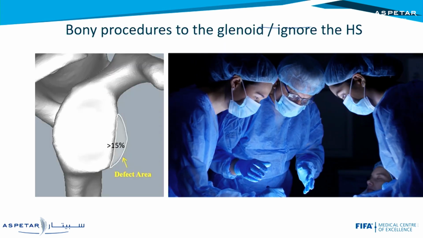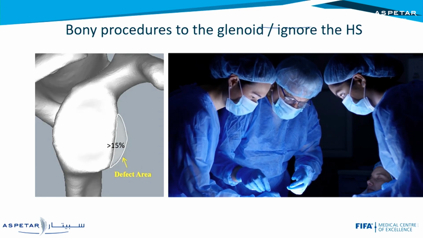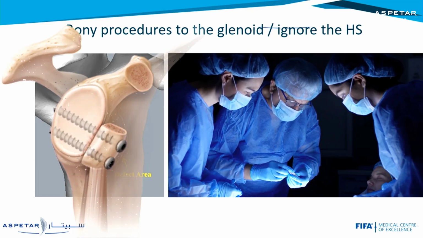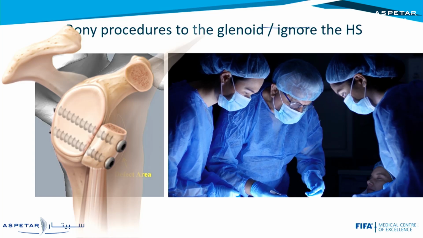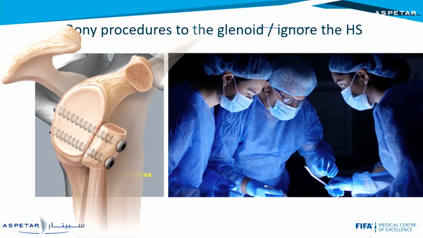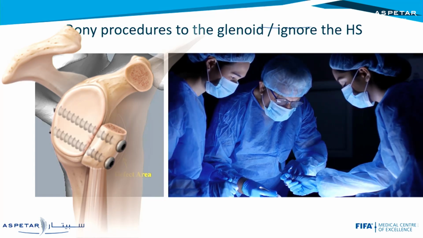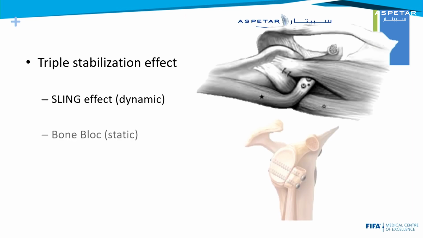In scenario 3, I'm jumping from 1 to 3. If you have more than 15% of defect, you need to go with the Latarjet, or you need to go with the bone block procedure. I think it's the easiest indication that you describe for the Latarjet. Latarjet works with a triple stabilization effect: the sling effect, the bone block effect, and the capsular application, which is very common.